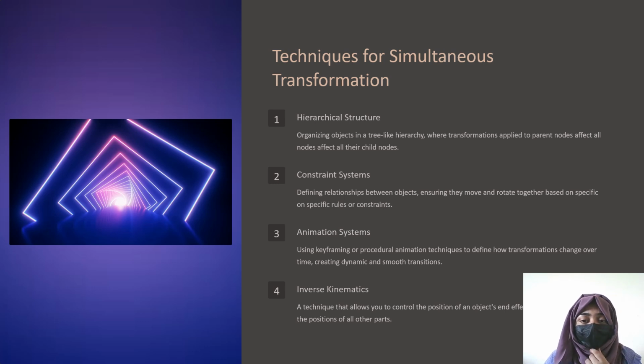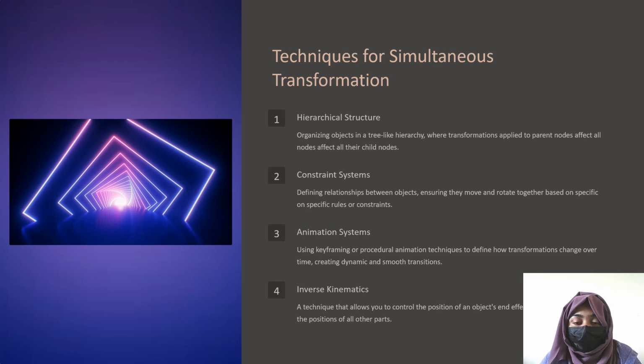Animation systems: using keyframing or procedural animation techniques to define how transformations change over time, creating dynamic and smooth transitions. The more keyframes are present, the more detailed the actual object will be shown. Any animation technique is done with framing, so it defines how the transformation changes over time, creating dynamic and smooth transitions.